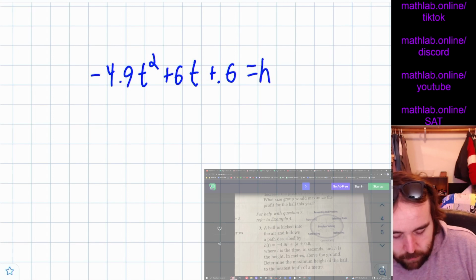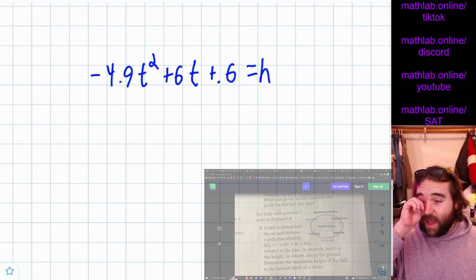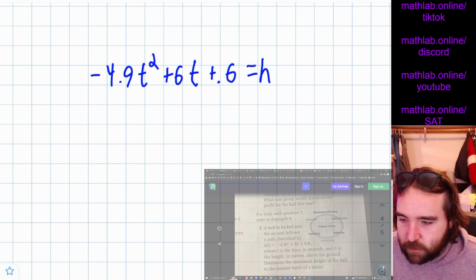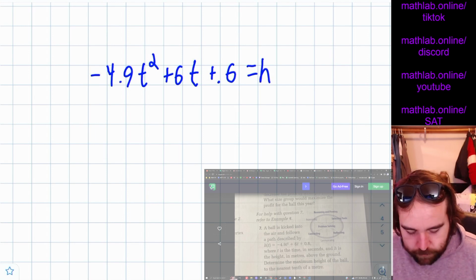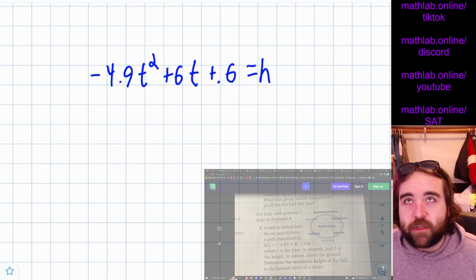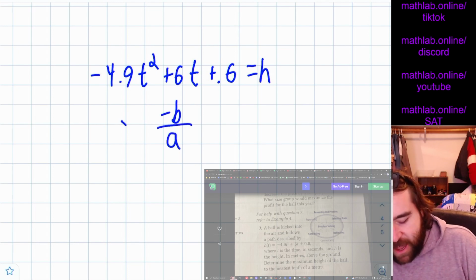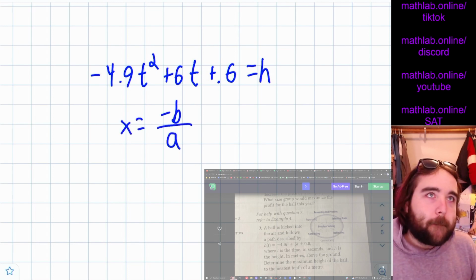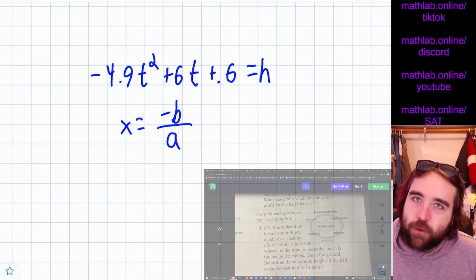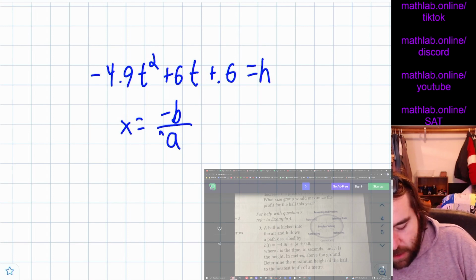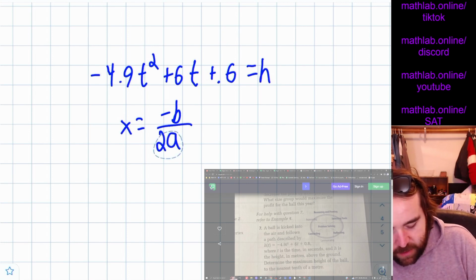So this is our height, and we're going to do the exact same thing. We want to find the x-intercepts, and we want to find the vertex. So here's another way to actually find the vertex. The vertex is negative b over a. Is x equals negative b over a? Right? Or was it 2a? Right, because the sum is negative b over a. So the x-coordinate of the vertex is negative b over 2a.